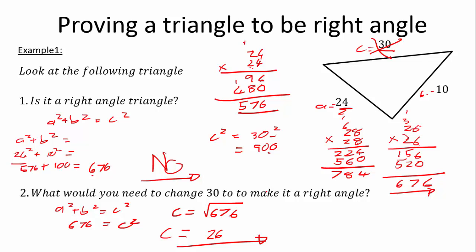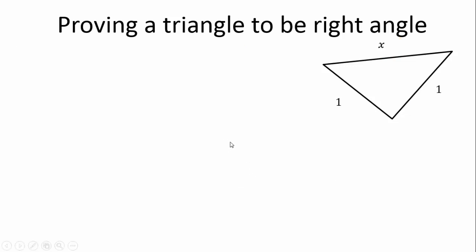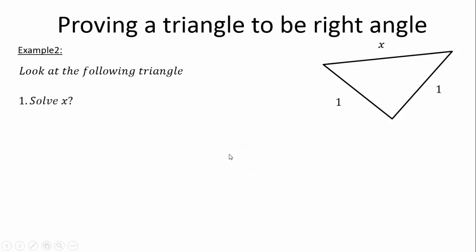Give this question a practice, especially part 2. Let's have a look at this triangle. We look at the triangle and we want to solve x. We know it's a right-angled triangle. Okay, so we've got to solve x. That is easy. So we know it's a right-angled triangle, so a squared plus b squared equals c squared, right? So what is a here? A is 1, b is 1. We know that c is the hypotenuse, which is opposite the right angle.